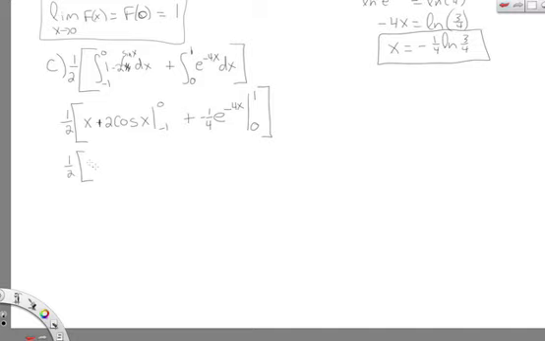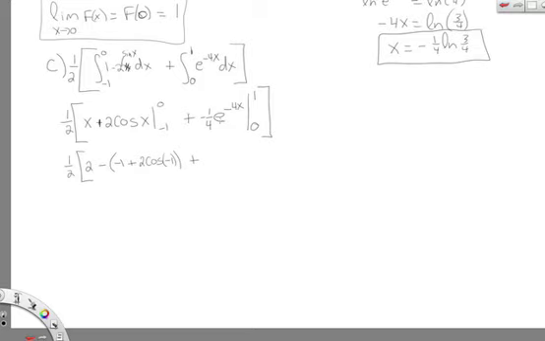So I plug in 0 and I get 0 plus 2 cosine of 0. Cosine of 0 is 1, so that gives me 2. Minus, I plug in negative 1, and I get negative 1 plus 2 cosine of negative 1. Notice it's negative 1, it's not negative pi. I have no idea what the cosine of negative 1 is.